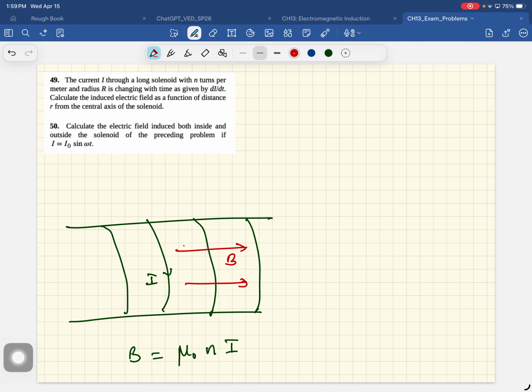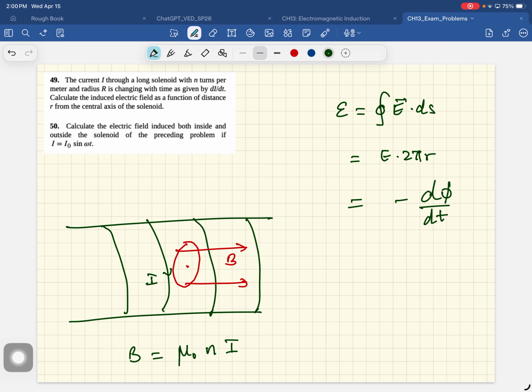Now you find the electric field for r greater than R. E times 2 pi r is equal to d by dt of the flux, which is mu naught n I times the area. For a circle outside the solenoid, the flux is just the magnetic field times this area. That's the total flux, and as you make a bigger circle, the flux is not changing. So pi r squared, and the flux is constant.